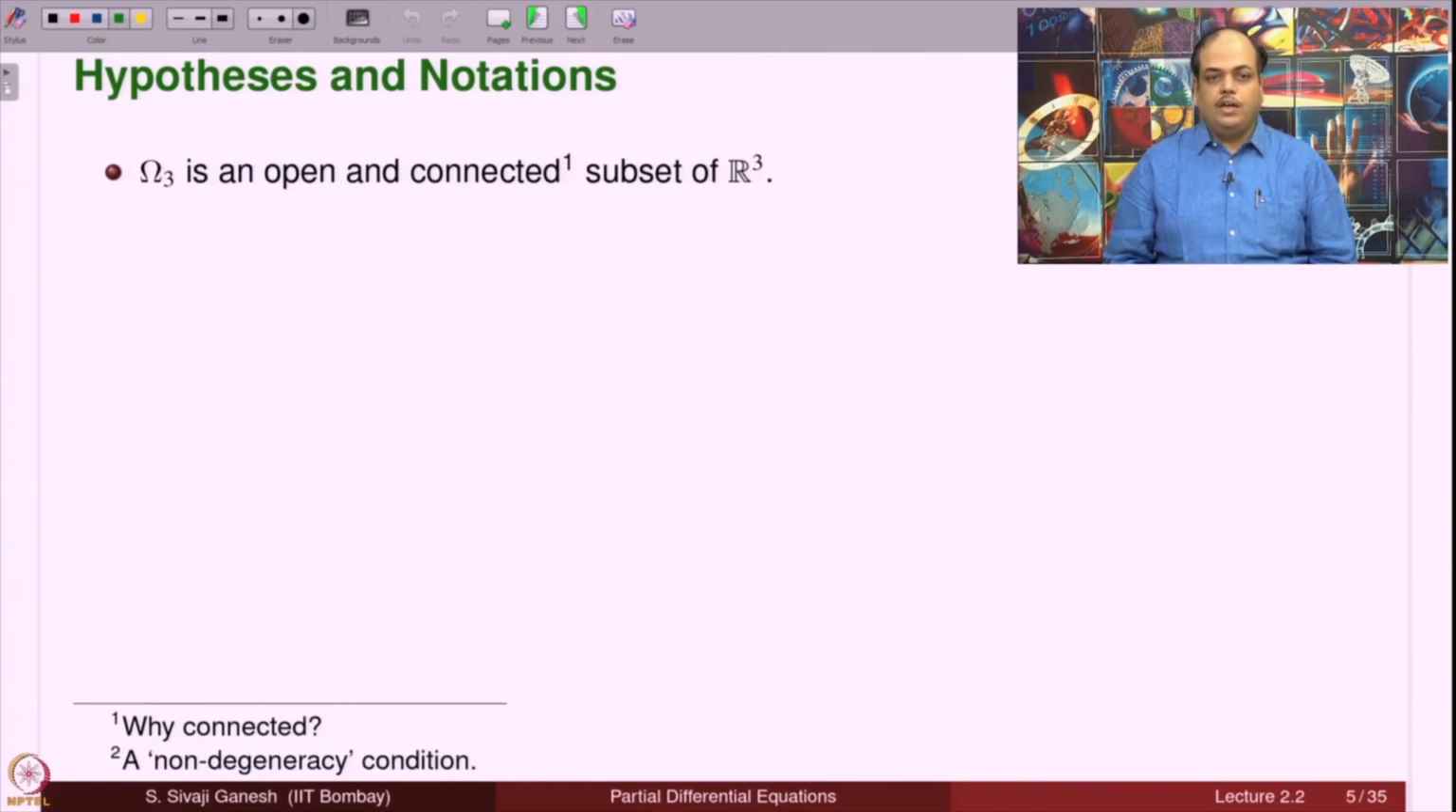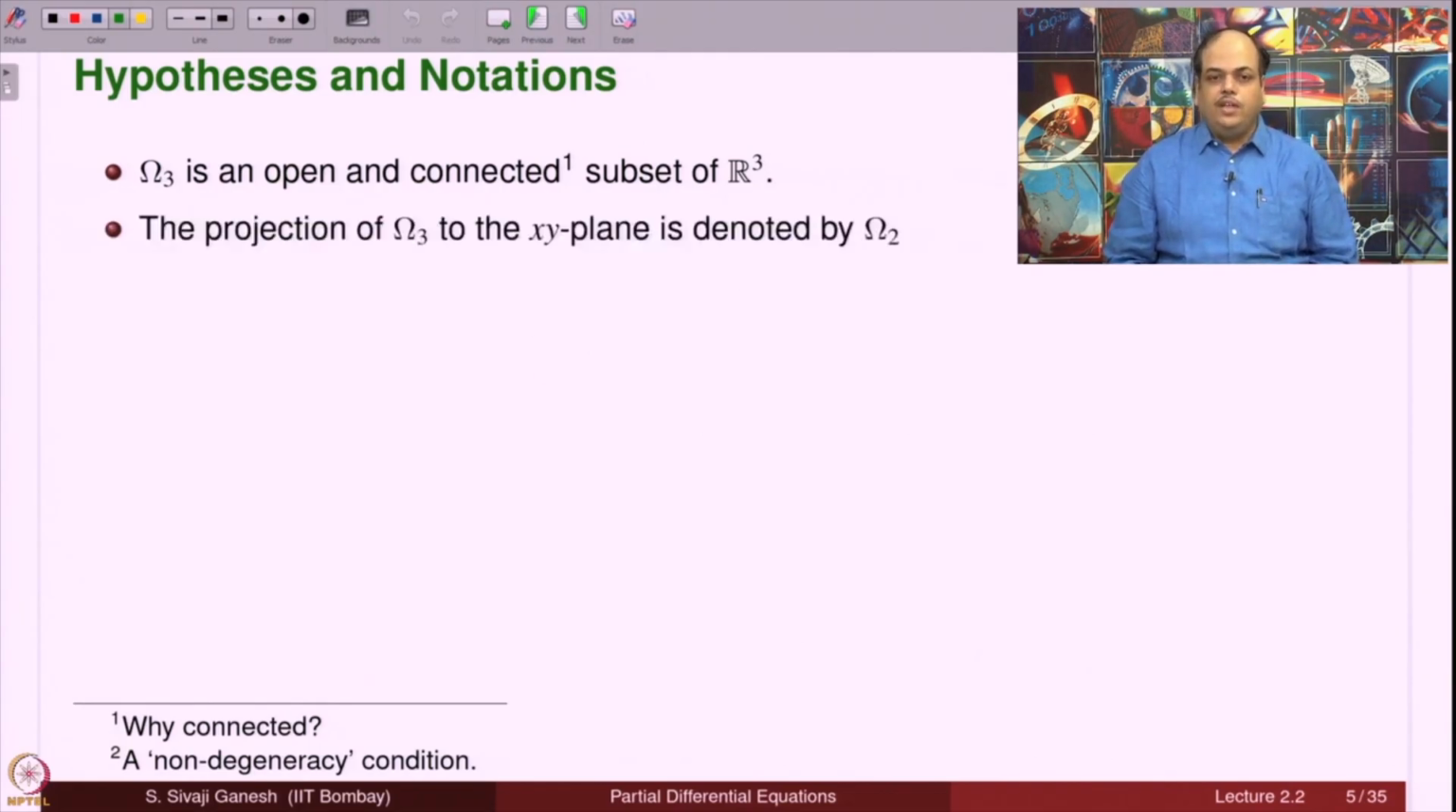Omega 3 is an open and connected subset of R3. As I told you, omega d will be an open subset in Rd, but for the discussion of quasi-linear equations we have to take d equal to 3, because we are going to consider quasi-linear equations in two independent variables. Why do we need connected? It is because we are going to take some curves in omega 3. A curve is a connected quantity, right, there are no gaps in it. Therefore, that curve should be in omega 3, otherwise it does not matter. That is why it is not that important here. It is enough that it is an open set. There is nothing wrong in assuming it is also connected, there is no loss of generality.